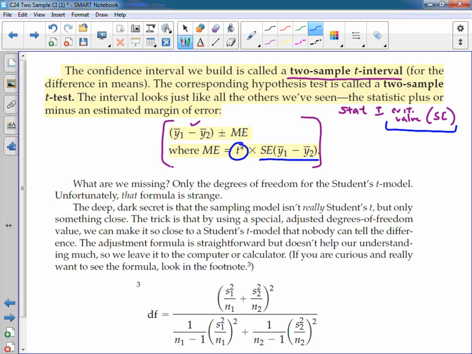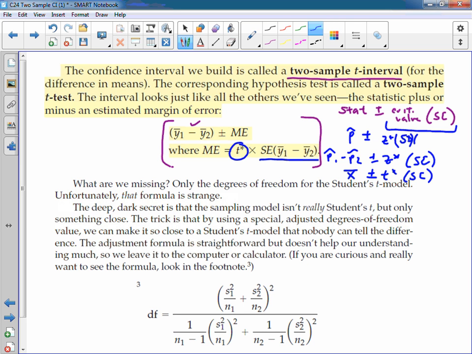If we go all the way back to a 1 proportion z interval, we had p hat plus or minus z star times the standard deviation. Review the difference: you had p hat 1 minus p hat 2 plus or minus z star times the standard error. If you had one sample, you had x bar plus or minus t star times the standard error. All of these are the same. All right, we should be getting used to that.